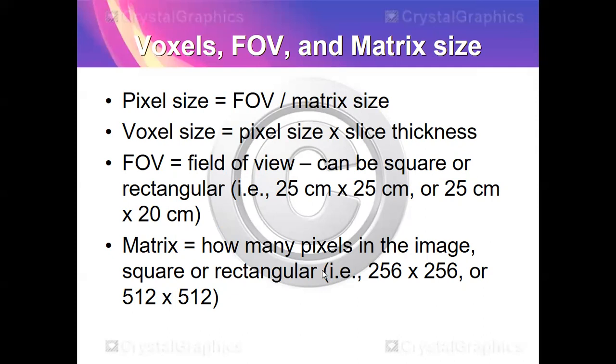So na-discuss na natin yung pixel and voxel size. The FOV or the field of view can be square, pwede rin siyang rectangular. For example, the field of view is 25 centimeters by 25 centimeters, or 250 millimeters by 250 millimeters, if the FOV is square. Pero pag rectangular, halimbawa 25 by 20. So matrix naman, na-mention natin sa first part ng ating discussion: 256 by 256, and yung pinaka-common is 512 by 512.